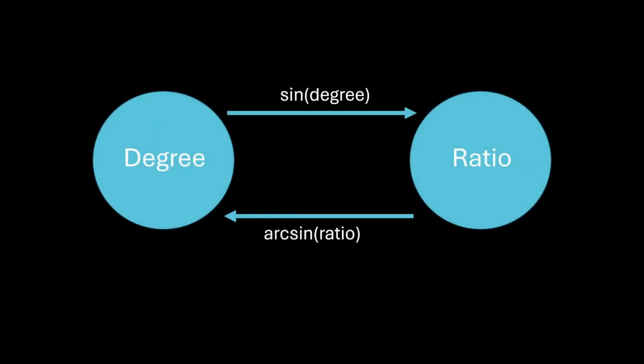The same formula applies to sine and tangent. If we take the ratio of the opposite leg of an angle and the hypotenuse and input this into arcsine, we get the angle we're looking for. If we know the ratio of the opposite leg and the adjacent leg of an angle, we can input this into arctangent and get the angle.